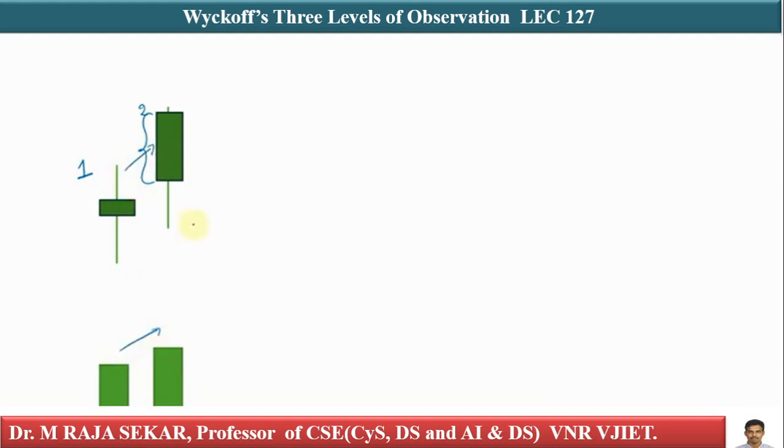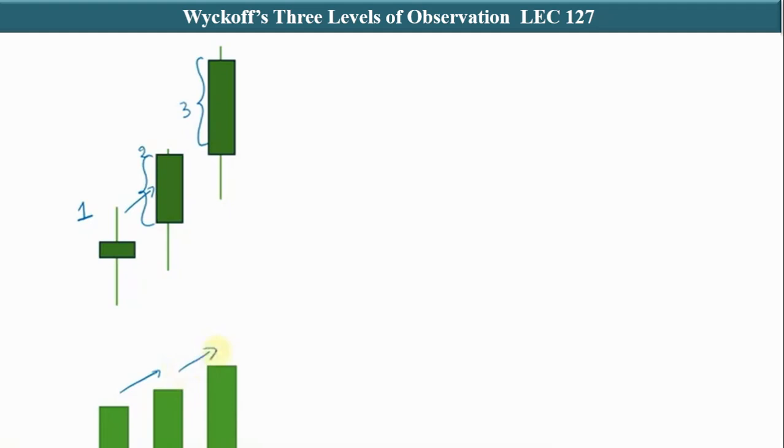What happened on day 2? On day 2, a wider spread candle forms with increased volume. It shows that both price and volume are rising. Price and volume are increasing, which indicates strength. Just see, this is a wider spread green candle with high volume. It indicates strength.